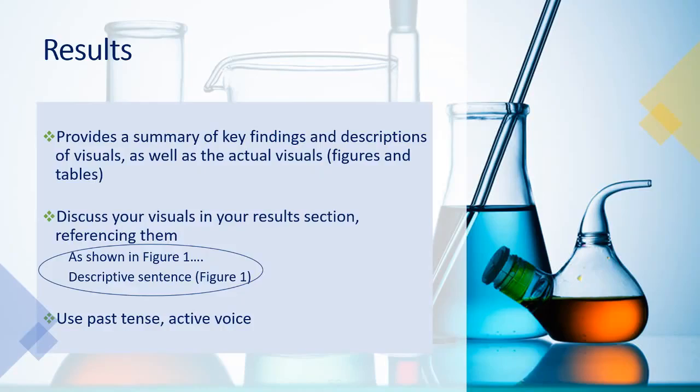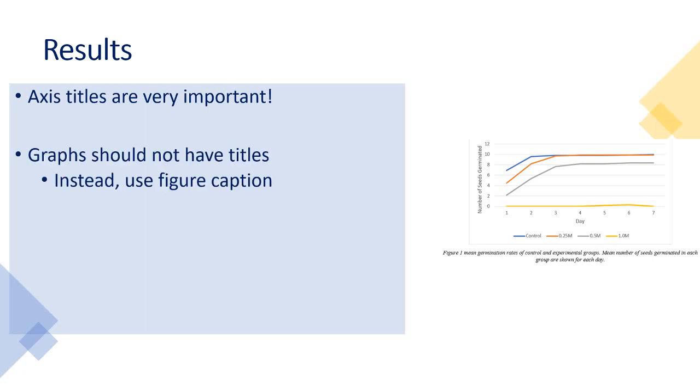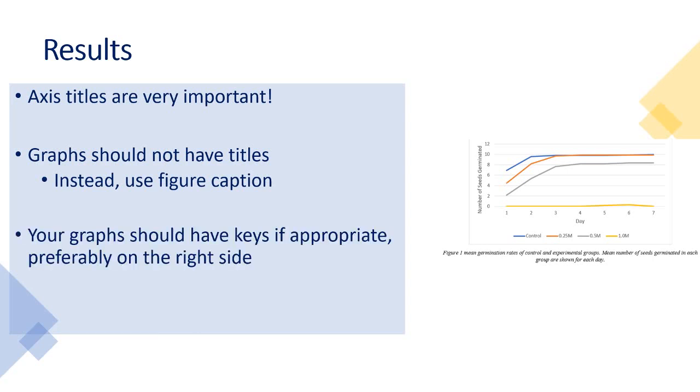Also, the figures you include in the results section should have axis titles. People should be able to make meaning of the figures right from reading the axis titles and the caption you give to the figure. So you don't necessarily have to add a title. Instead, you can use the figure caption, which describes what you have shown on the graph. Your graph should also have keys, if appropriate, preferably by the side of the figure.